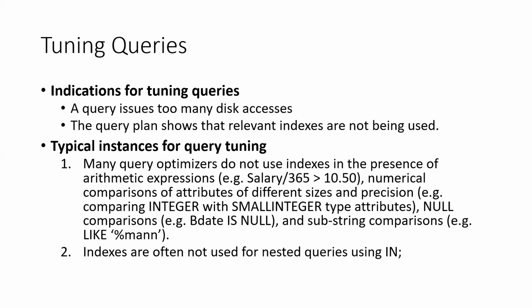Remember, sometimes if you write something like this, let's say in a where clause, you say salary divided by 365 is greater than 10.5. An arithmetic expression is not indexed, which causes problems. So you have to think very carefully about how you interpret that one. And then, for example, if you have comparisons between different sizes and precisions, like an integer with a small integer, that again poses a problem. The same goes with null values as well, for example, where birth date is null.